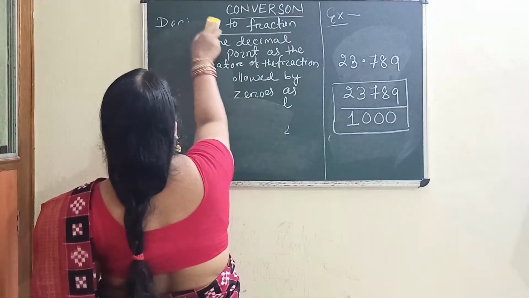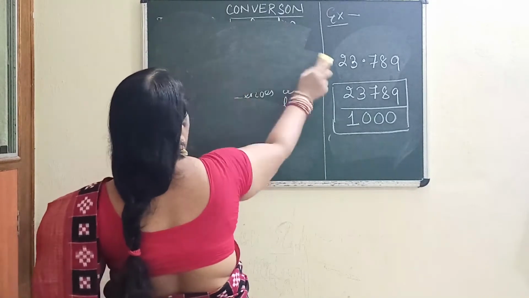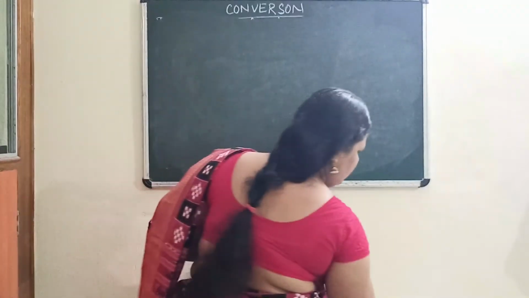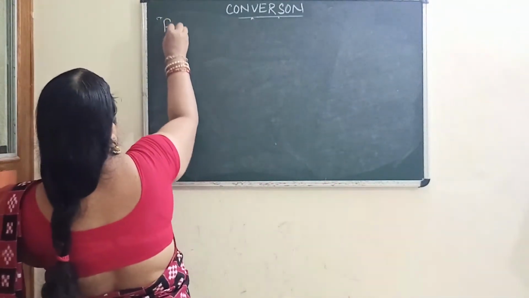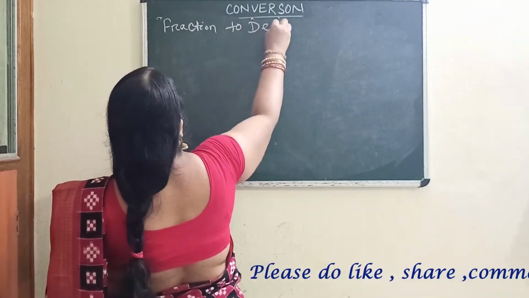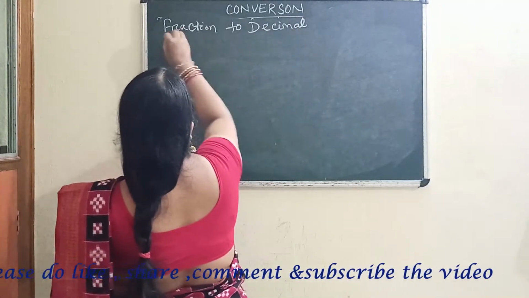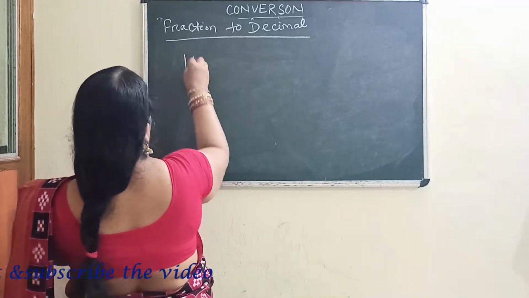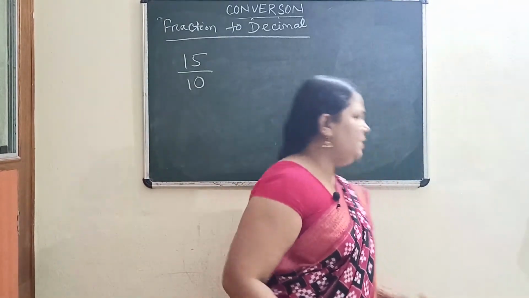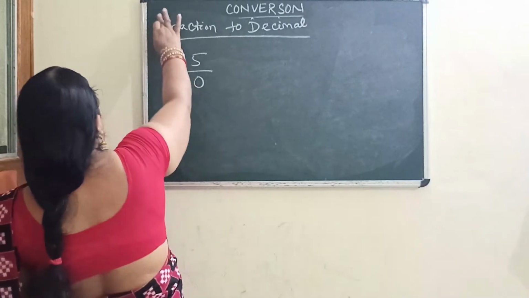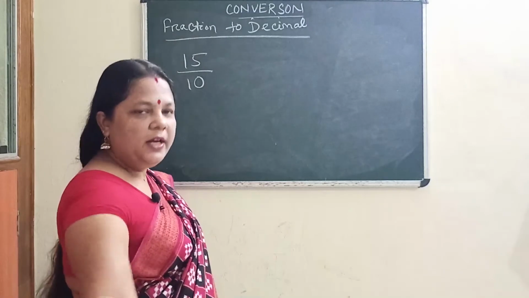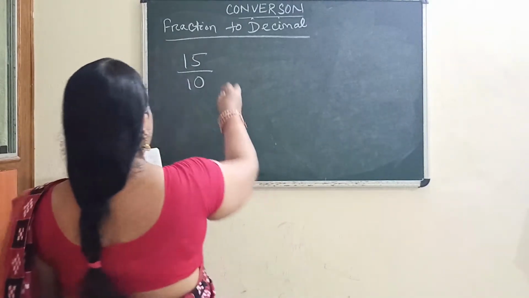So now we will discuss just the reverse conversion, means from fraction to decimal. From fraction to decimal. How to do? Suppose 15 by 10. So this is your number 15 by 10. So what is the rule? How to convert this? When the denominator of fraction is 10 or 100 or 1000, then what you will do?